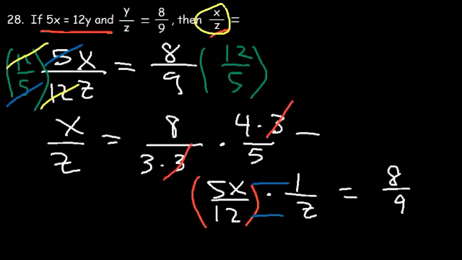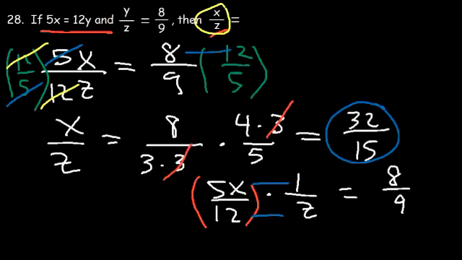So now what we have left over is 8 times 4, which is 32, and 3 times 5, which is 15. And so, as you can see, it's easier if you reduce the fraction first before you multiply. So now you don't have to worry about what 8 times 12 is. If you don't know what 8 times 12 is, that's okay. You can still get the right answer if you reduce it first and then multiply later. So that's it. 32 over 15 is the value of x divided by z.